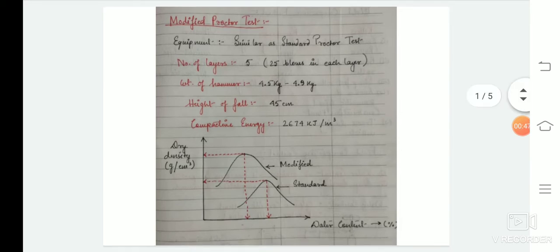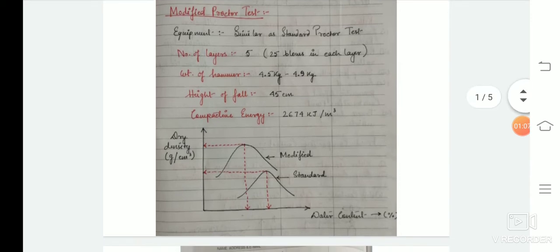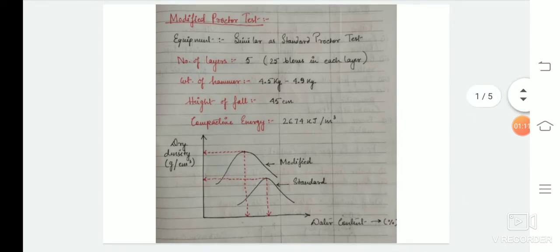So what is the modified Proctor test? The modified Proctor test was developed to give a higher standard of compaction. This was mainly standardized by the American Association of State Highway Officials and is also known as the modified AASHTO test. In this test, the soil is compacted in the standard Proctor mold but in 5 layers. In the standard Proctor test, we maintained 3 layers, but here the number of layers is 5.